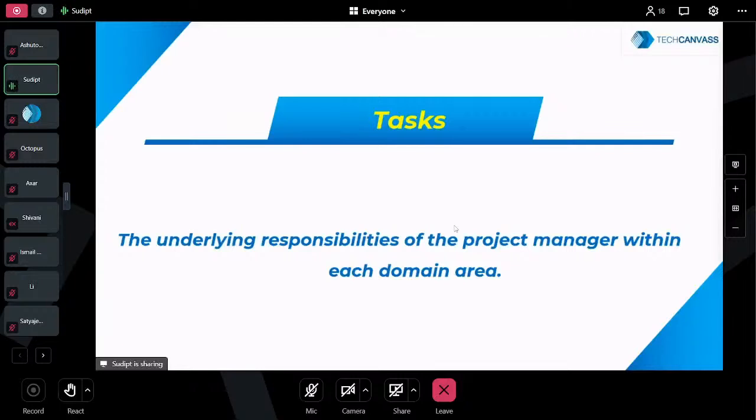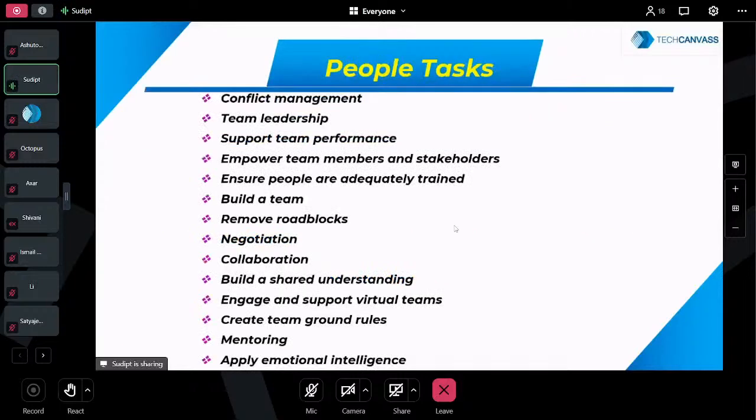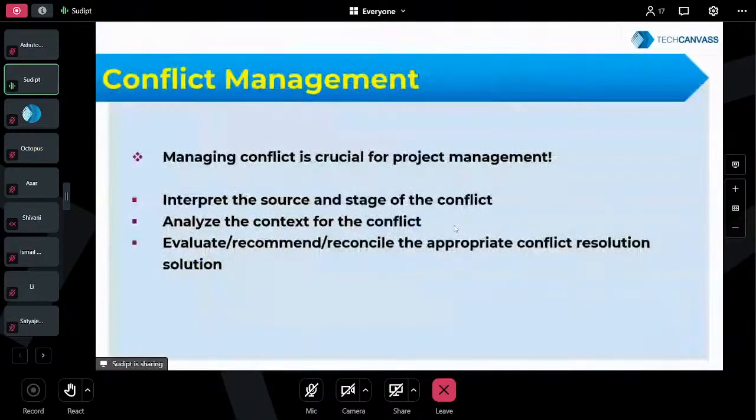So talking about tasks, what are the tasks of the people domain? The people domain has a total of 14 tasks. As a list, it looks like a lot, but this domain shouldn't worry you. It is all about the stuff you already know and do anyway, because it is part of what it means to operate in a leadership role in a modern organization, whether you are working on iterative, predictive, or hybrid projects. Let us take a look at all these tasks individually and try to understand what they entail, which encompasses the whole people domain. Our first task is conflict management, or managing conflicts.